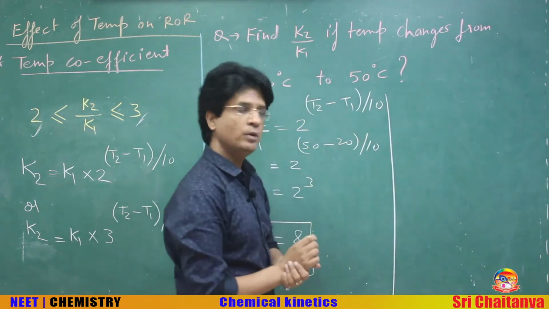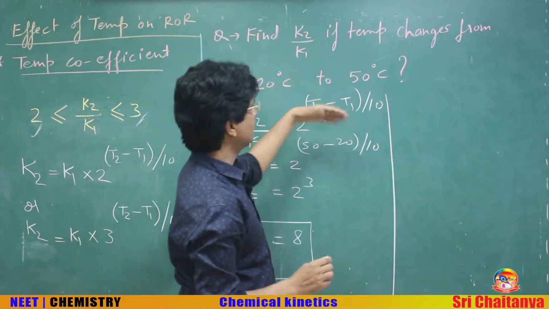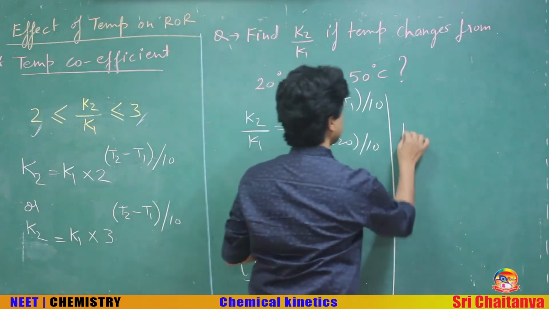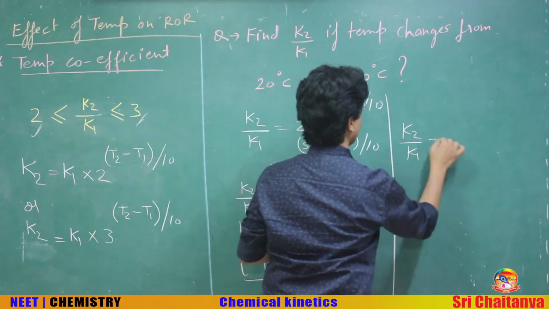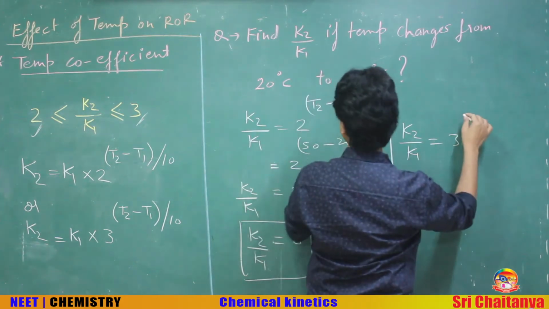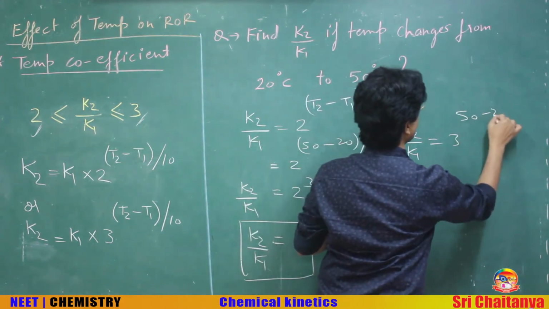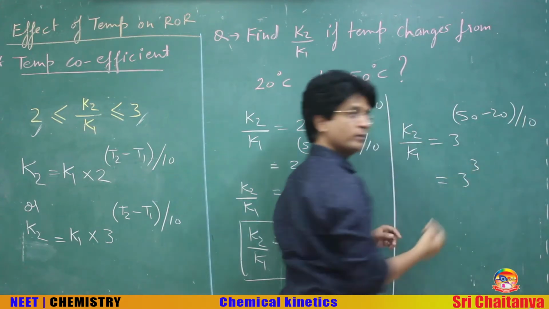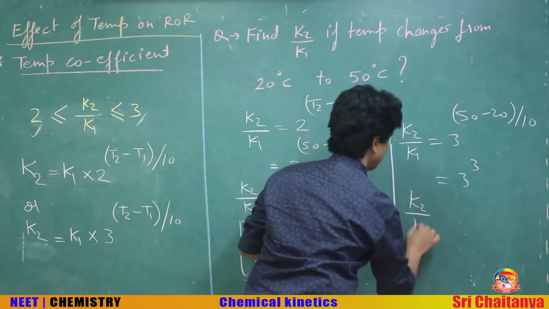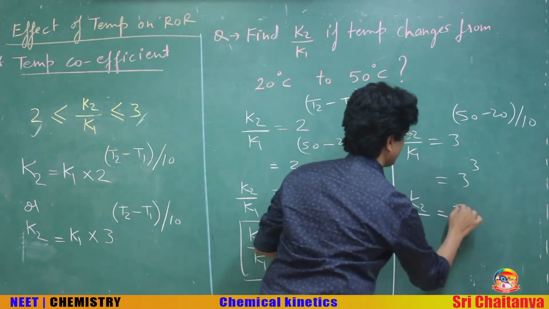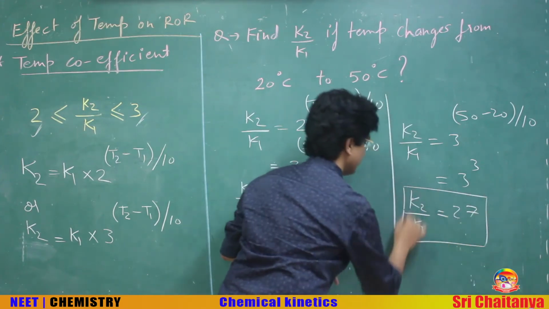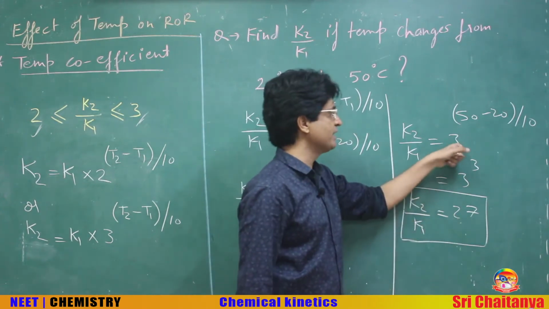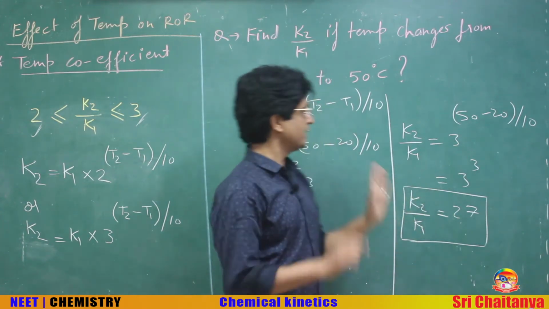Similarly, if they give you the fact that the temperature coefficient is 3, in place of 2, you just write down 3. So I can say that K2 by K1 will be 3 to the power of (50 minus 20) divided by 10. So this will be 3 to the power of 3. That means K2 by K1 will be 27, or I can say that the rate will increase by 27 times if the temperature coefficient is given as 3. I hope it is clear now.